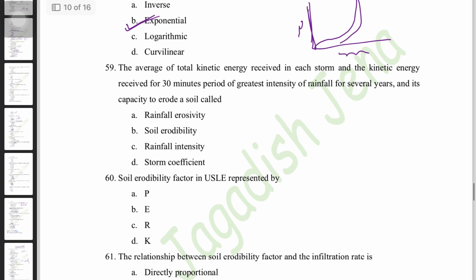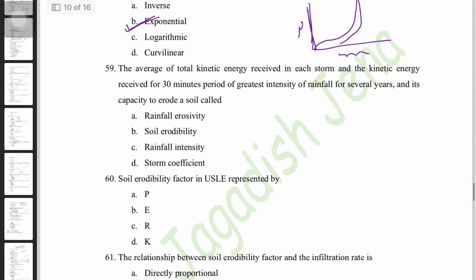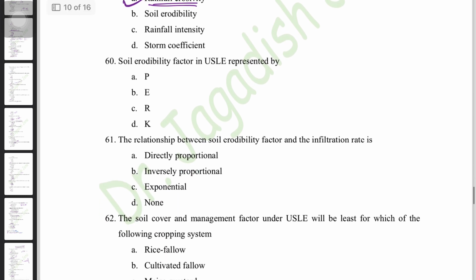Okay. Next question, the average of total kinetic energy received in each storm and the kinetic energy received for the 30 minute period of greatest intensity of rainfall for several years, and its capacity to erode the soil. When it is said the capacity to erode the soil, that is rainfall erosivity. So here the correct term is rainfall erosivity. What is rainfall erosivity? The kinetic energy of the rainfall received in a storm and the intensity during the 30 minutes of intense rainfall in that storm. That is called rainfall erosivity.